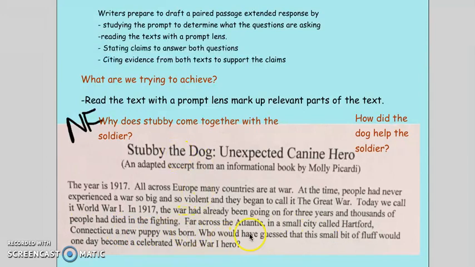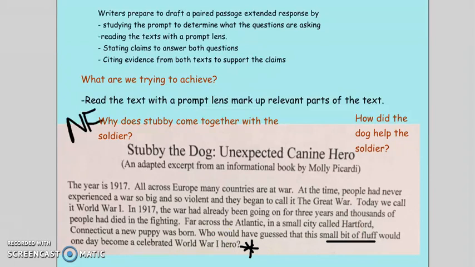Oh, I wonder if that's Stubby. Okay. Who would have guessed that this small bit of fluff would one day become a celebrated World War I hero? Wow. So I'm noticing how the author's kind of hooking me in here, asking me a question. And it's saying that, who would have guessed, right, that this little bit of fluff, cute, right? I'm imagining a cute little fluffy dog is going to become a hero.